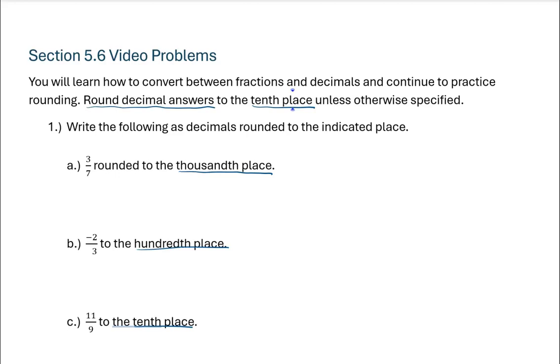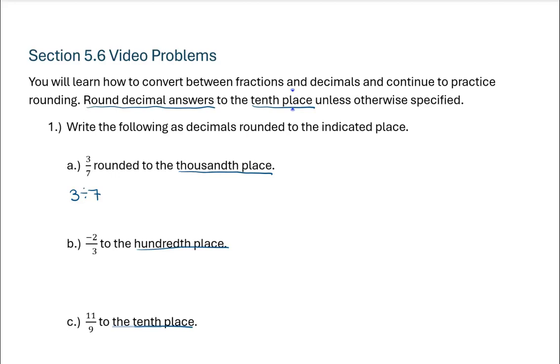Don't rush. So for 1A, it says write the following as decimals rounded to the indicated place. So A, we have 3/7. So remember that this is the same as 3 divided by 7. We don't use that division sign anymore, but I want to remind you how the fraction lays out in the format that we have more experience with. So it's always the top number, the numerator, being divided by the denominator. So I'm going to do 3 divided by 7.